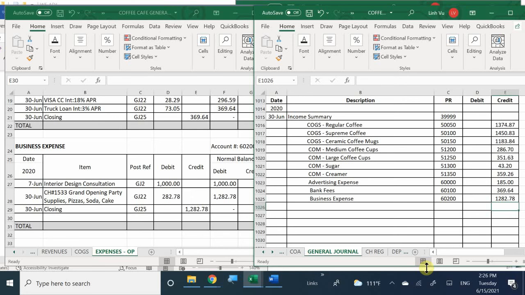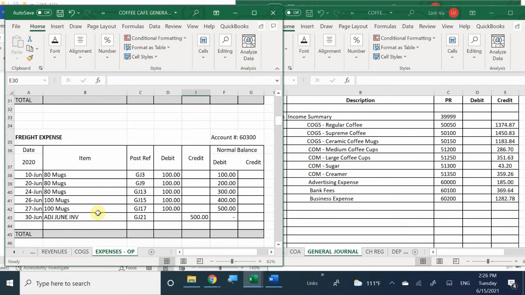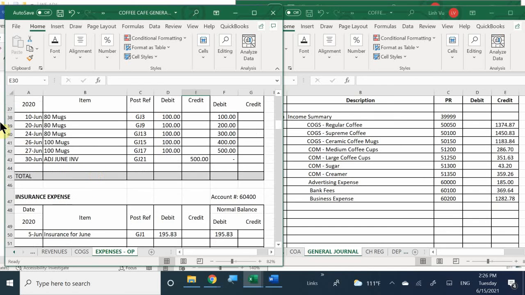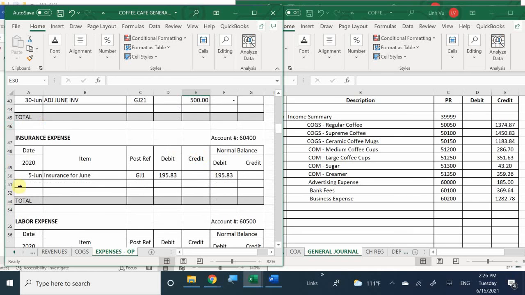Oh, freight expense, we don't have anything for freight expense, huh? Nope, so it's already zeroed out, so there's no need to zero it out again. Then we move on to insurance expense, correct. So here we are, insurance expense 630. Closing for the 195.83.